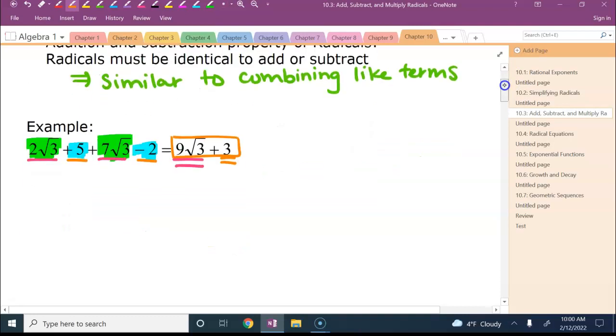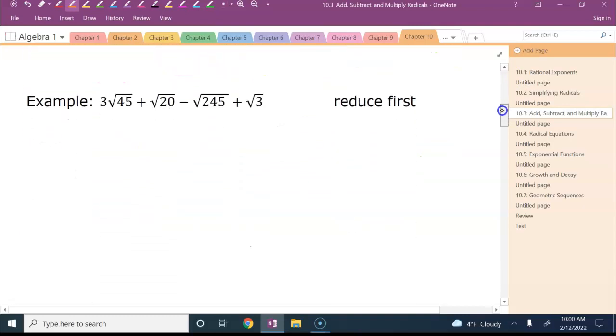Now, if it appears in a problem that nothing looks the same, like this one where everything looks different, you're going to want to make sure that your radicals are reduced first before you jump to conclusions and think that you can't do anything with this. So what I mean is you're going to have to look at those square roots, try to break them apart, and see if there's any reducing that you can do before you try to combine your like terms here.